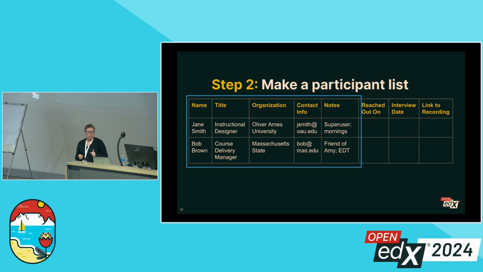So as you start gathering your participants, keep track of them. I think the most important thing on this slide that maybe isn't as obvious as the other columns is this notes field, because it's going to take a while for you to get a good number of participants. So it's helpful to have a place to throw reminders to yourself, like who connected you, who is a super user, who's brand new, time zones, that type of thing.